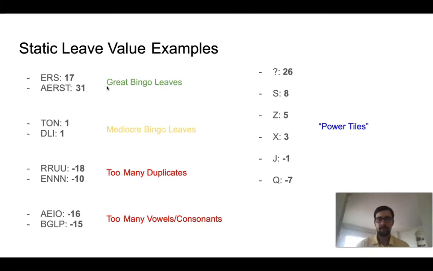Now, these power tiles on the right we'll talk about in more detail later in this video, but you can see that the blank and the S, especially the blank, is extremely strong. The blank is worth 26 points in static value, and the S is worth 8. The Q in particular is very bad and is worth -7 in static value.